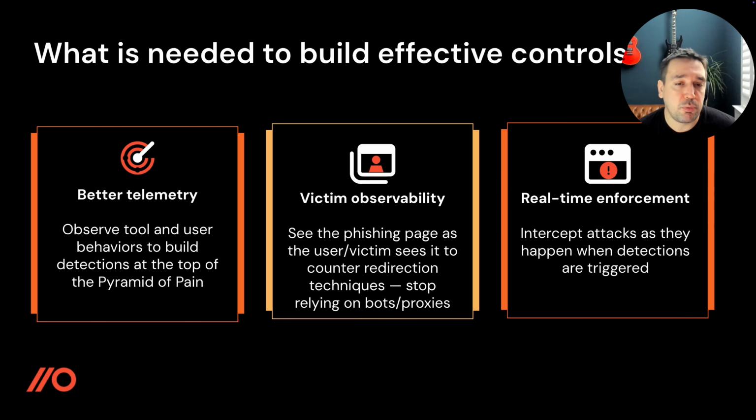You can see that clearly in some of the techniques we've seen before, they're clearly designed to get around things like proxy solutions and other things that look at static analysis at points in time, or the bot detection aspects will stop different automated solutions from looking at things. We really need to be able to see the phishing page as the user victim sees it to counter these techniques. So we can't rely completely on automated analysis of URLs or proxies, because they just aren't in the place to see everything that's going on.